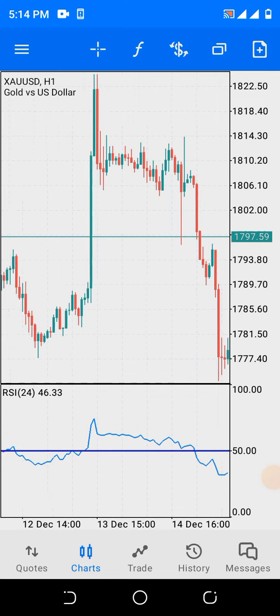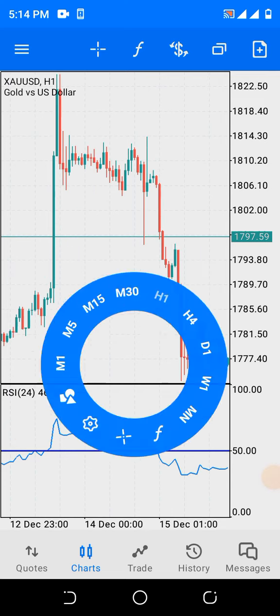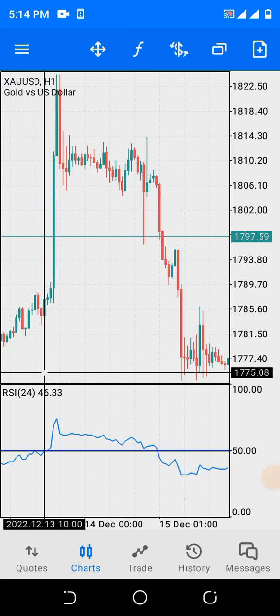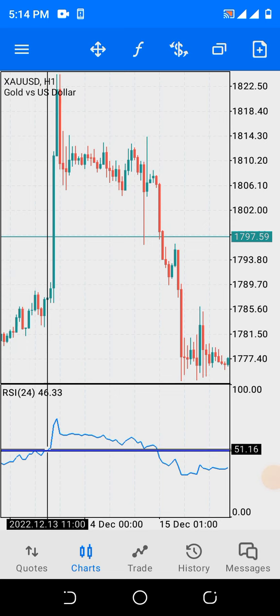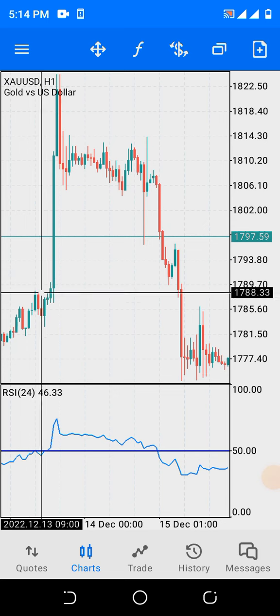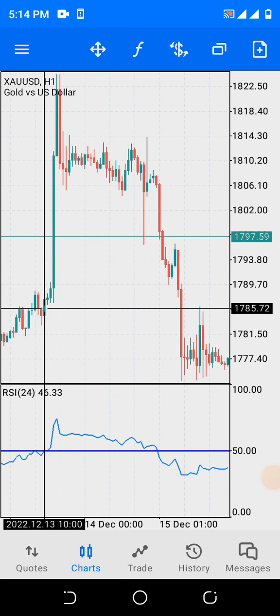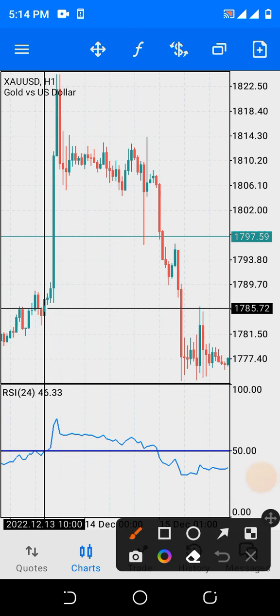So let's continue. Now this is another crossing here. There is a spark here. Look at this. This is where the crossing occurs. So this is the candle where you need to make your entry, from that point of crossing, where the RSI crosses it. Look at this spark. The spark is in your favor.